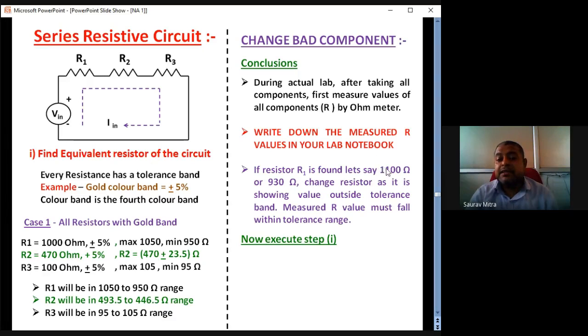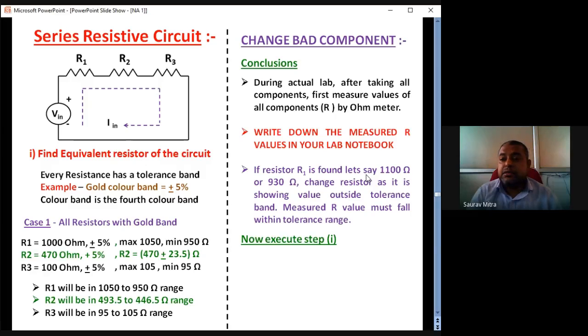Okay, and on the higher side it is showing a deviation of 10%. So if some measured value for a 1 kilo ohm resistor with a gold band is giving you 930 or 1100, discard that resistor then and there and ask the lab assistant to give you another resistor.